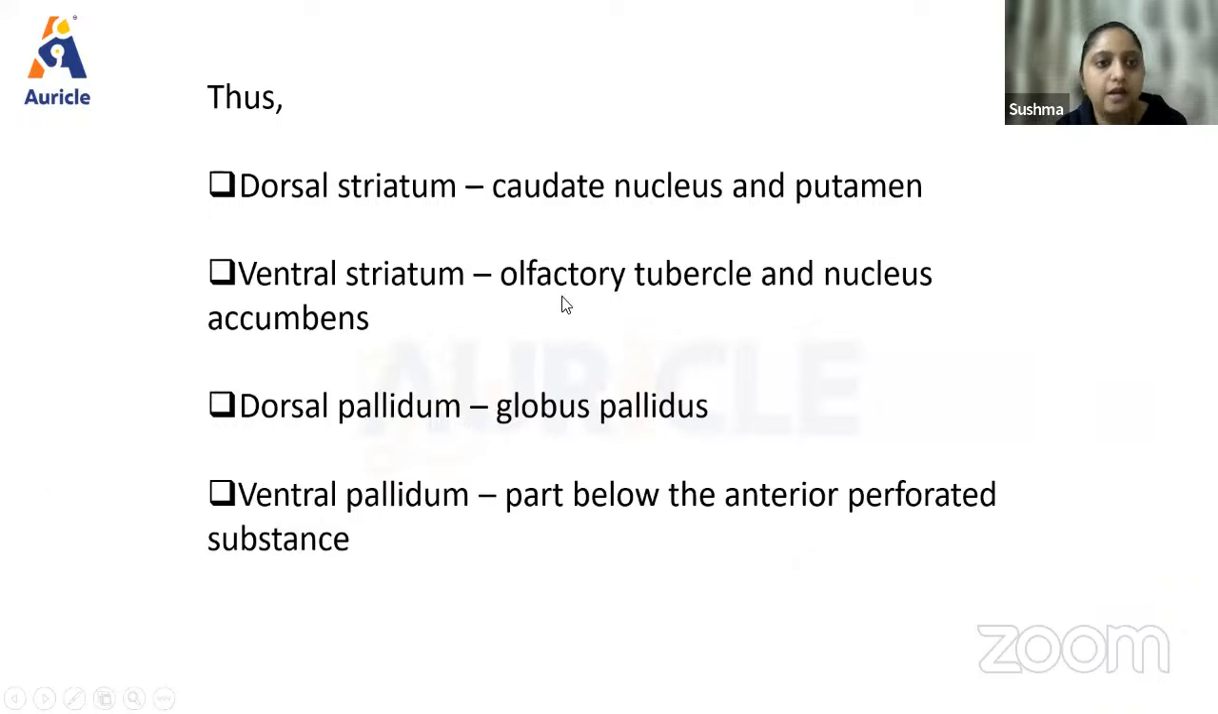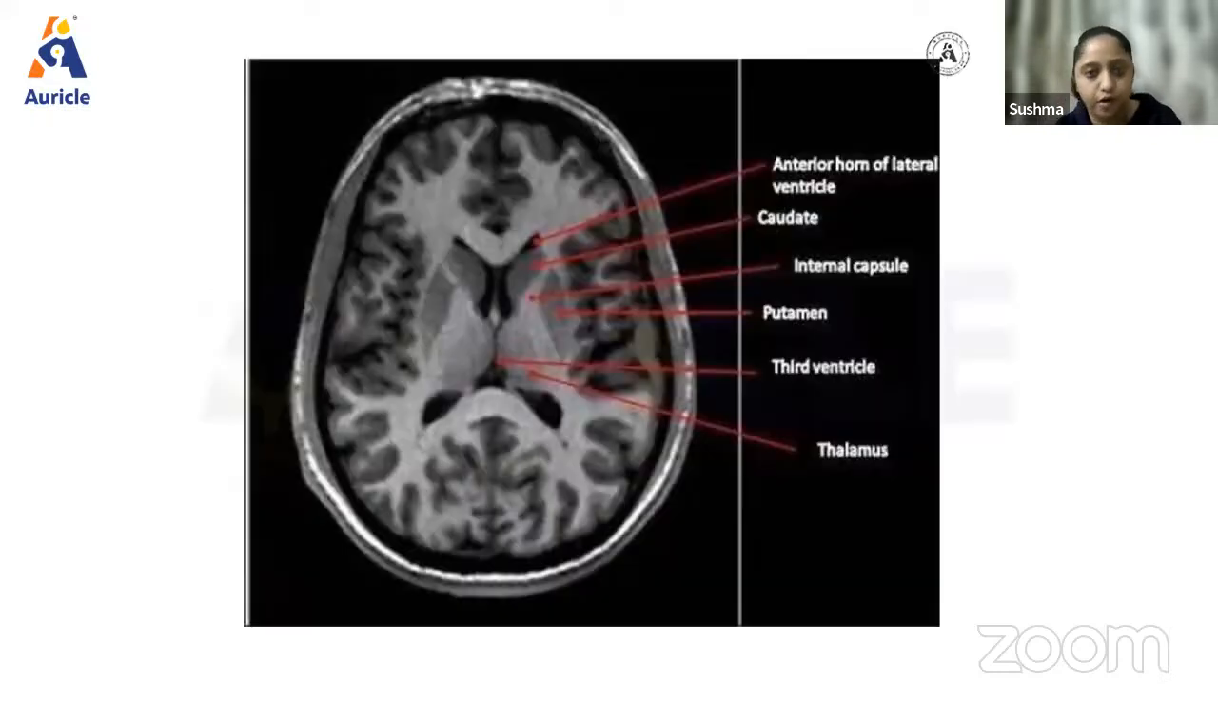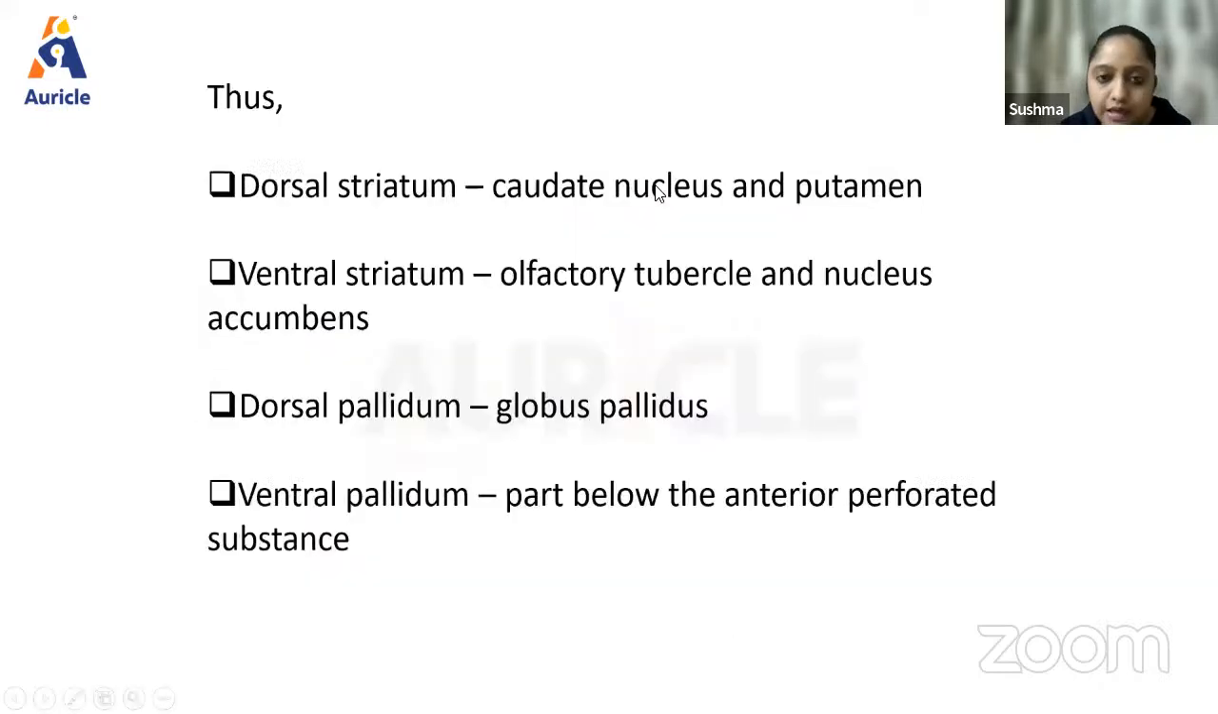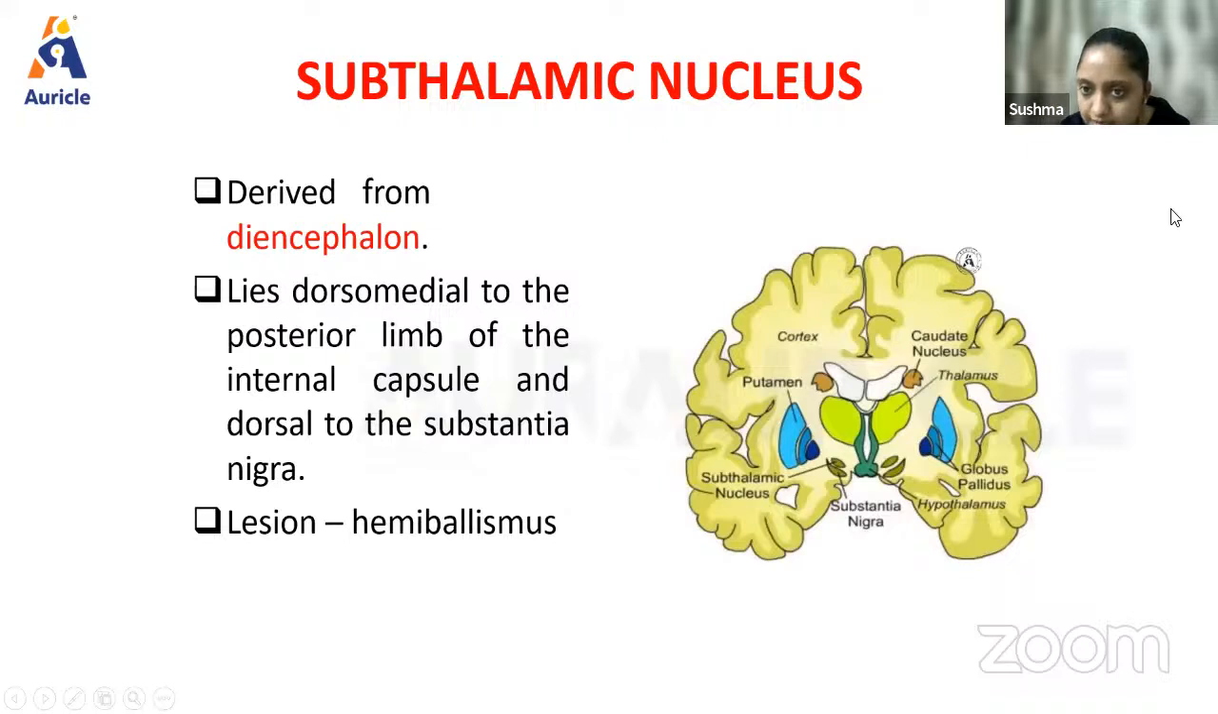Then dorsal striatum has caudate nucleus and putamen. Ventral striatum has olfactory tubercle and nucleus accumbens. Dorsal pallidum has globus pallidus. Ventral pallidum is the part below the anterior perforated substance. Now, I have put one MRI image also here. You can look at this image, guys. What are we seeing?